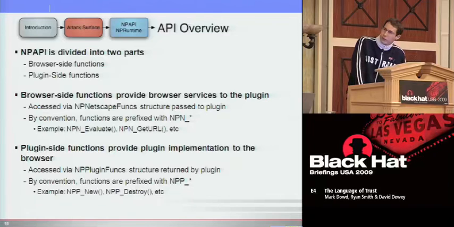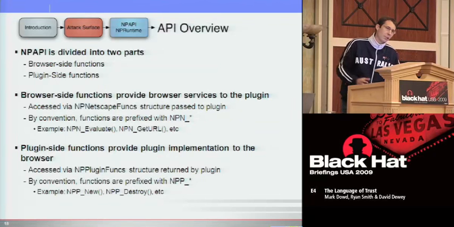So the NPAPI is divided into two parts basically. You have the browser-side functions and the plugin-side functions. The browser-side functions are basically the API that the browser exposes to the plugin, and it offers a bunch of services to the plugin. It's passed to the plugin during initialization in the form of an NPNetscapeFuncs structure, and typically the naming convention is for those functions to start with NPN underscore. So basically, this has a whole bunch of functions that the plugin can use to request services from the browser.